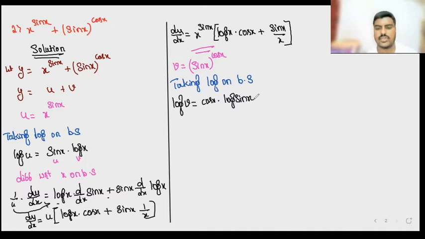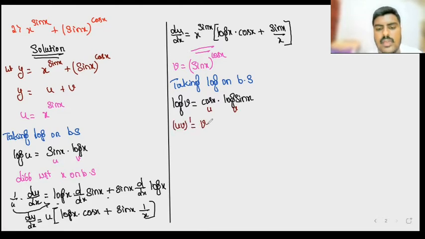Okay, so dear students, we know the formula. What is the formula here? We are using the uv whole dash formula now. All of you should observe, this is u and this is v. uv whole dash equals v into u dash plus u into v dash. Got it? So now differentiate with respect to x on both sides.